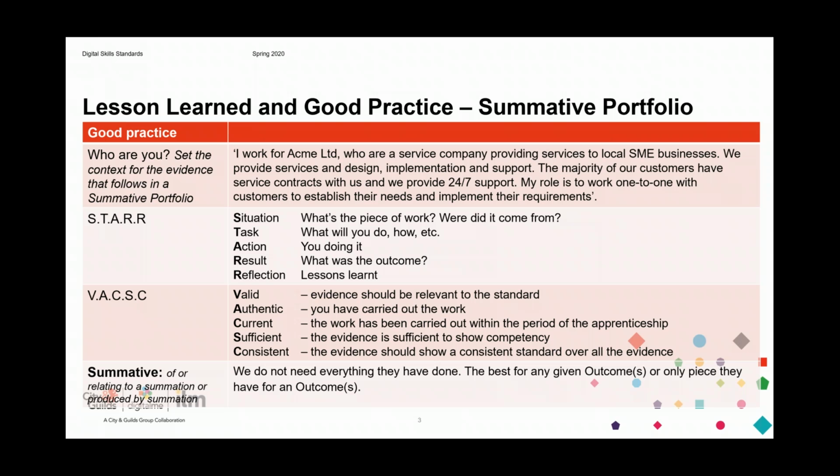And again, the clue is in the term summative portfolio. We are not looking for everything to be submitted. It has to be the best work. And please make sure that there is some form of cross-referencing back to the outcomes. We're not looking for mapping line by line of the evidence that's submitted, but we are looking for an indication of which documents are being claimed to cover which outcomes. So a simple grid will do.